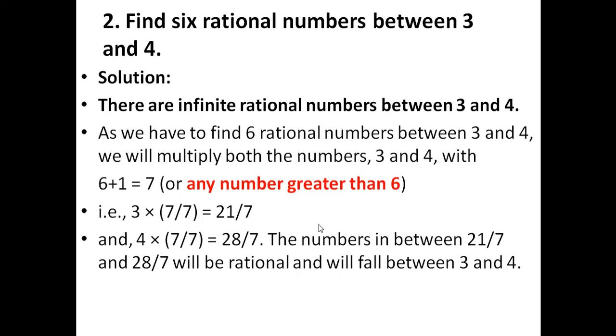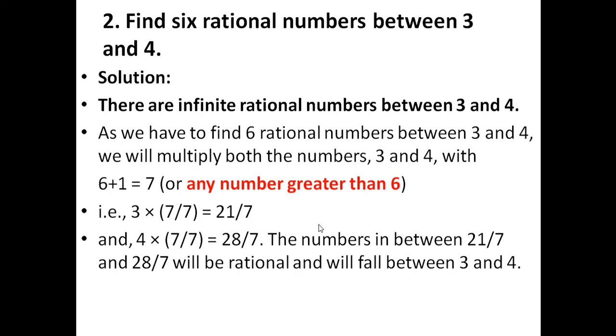Okay, so it means the same number only, it's equivalent. 3 is equivalent to 21 by 7. If you multiply and divide by 7, there is no effect on the previous number. That's why we multiply and divide. And for 4 also you have to multiply and divide by 7.